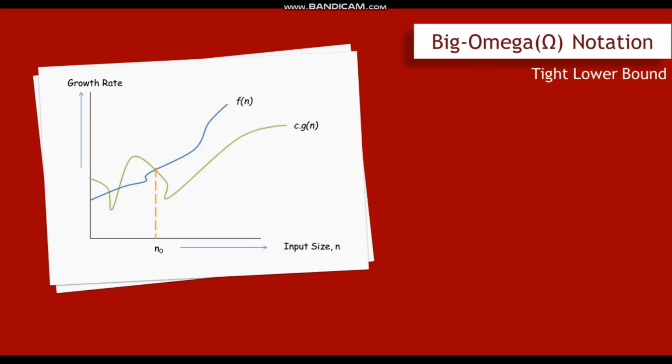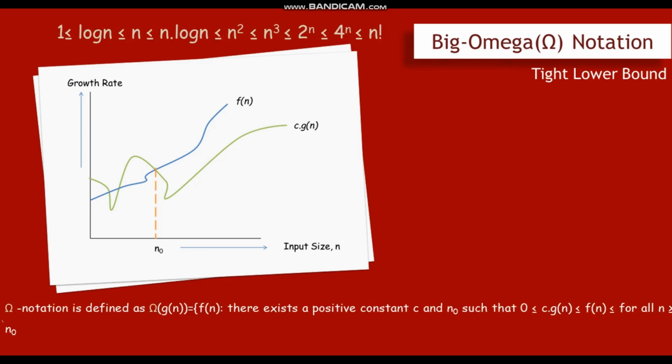Moving to the big omega notation, that is the representation of the tight lower bound on a function. Omega notation is defined as: f of n is big omega of g of n when there exists a positive constant c and n naught such that c of g of n is less than or equal to the function, that is f of n, for all n greater than or equal to n naught.